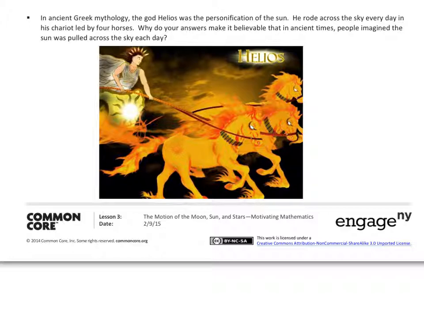In ancient Greek mythology, here we go, just like I warned you, the god Helios was the personification of the sun. He rode across the sky every day in his chariot led by 4 horses. Why do your answers make it believable that in ancient times, put yourself back then, people imagined that the sun was pulled across the sky each day?